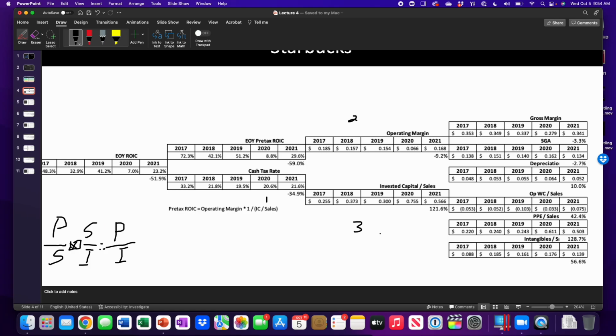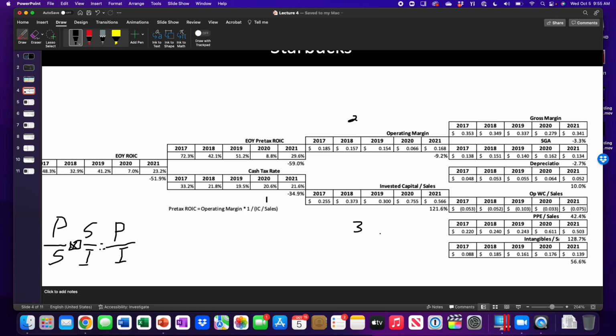So those three things on the right explain what we're going to call productivity or efficiency. So we know that their productivity worsened. They spent a whole lot more to generate sales. Why? Well, the first one is operating working capital. In 2017, operating working capital was negative 5.3 cents. Right? What does that mean? What does it mean to have negative working capital? How does one have negative working capital? What must be true?